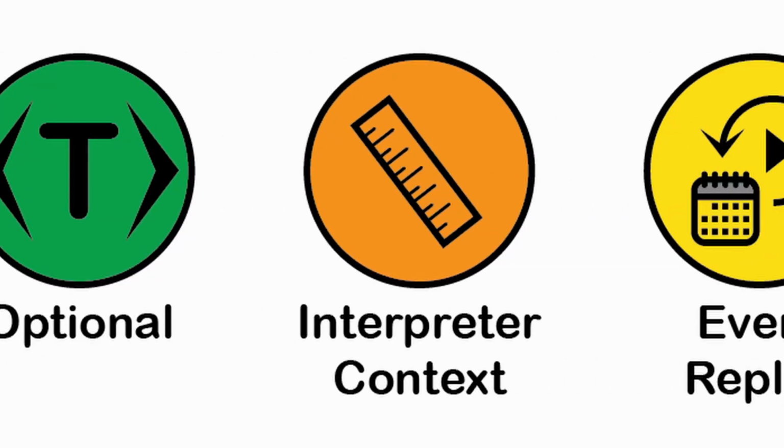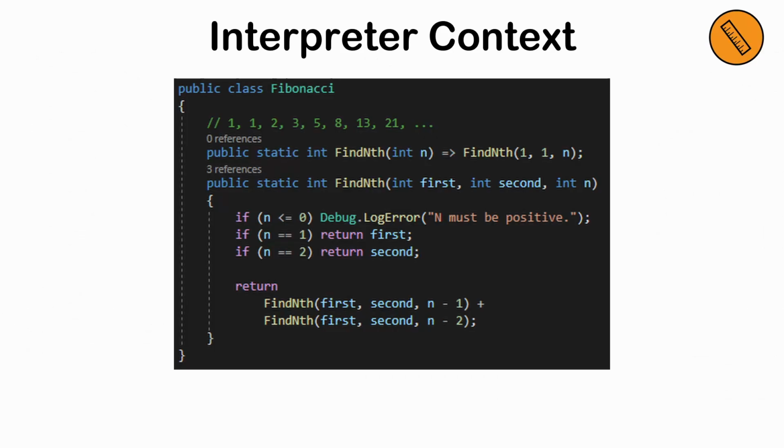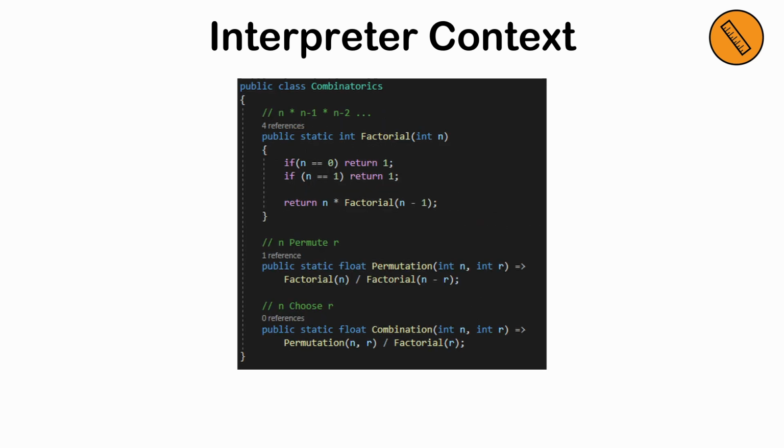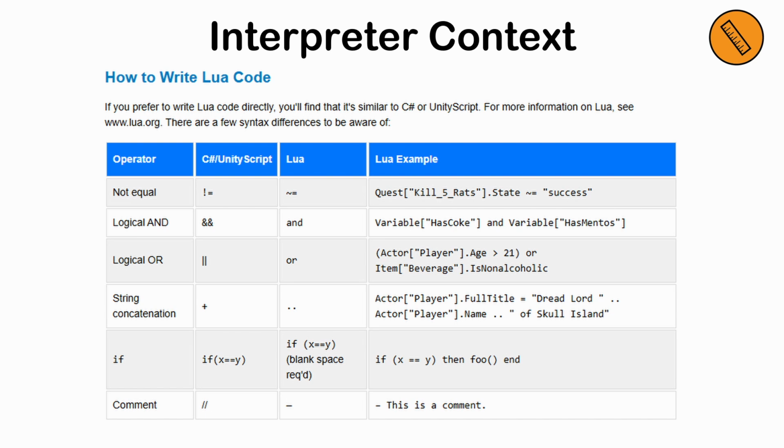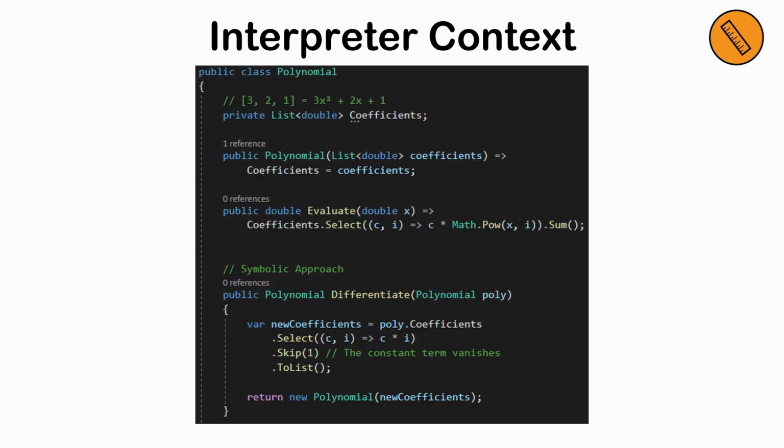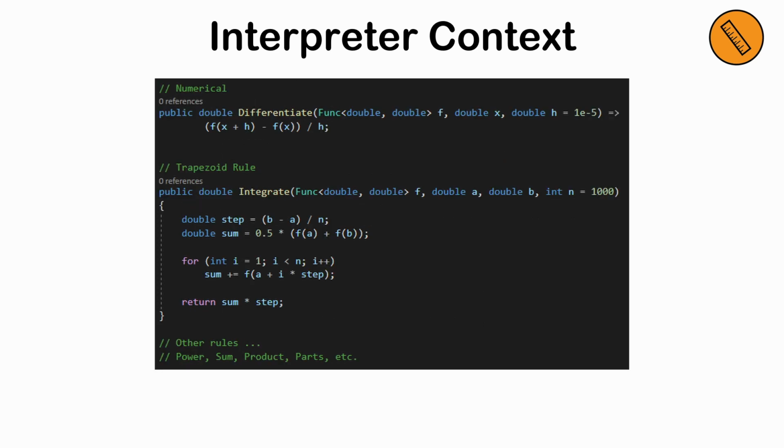Interpreter context. A process for designing a language interpreter. It creates classes to help define grammar rules and evaluates them. Used when implementing a custom scripting language, such as combining C# and Lua, or when evaluating mathematical expressions, such as building a calculus library. Risk of complexity is high.